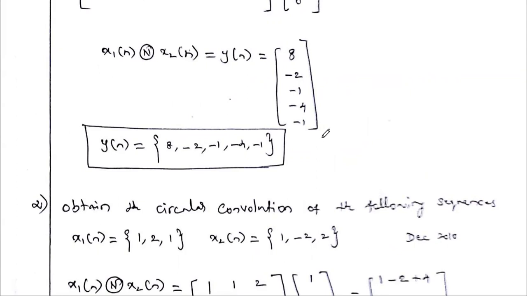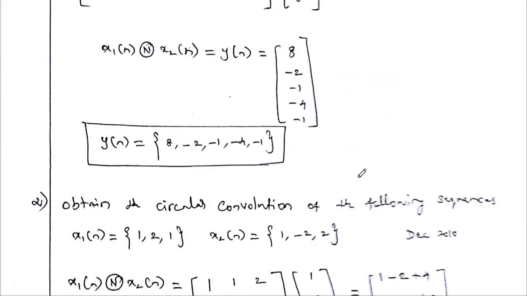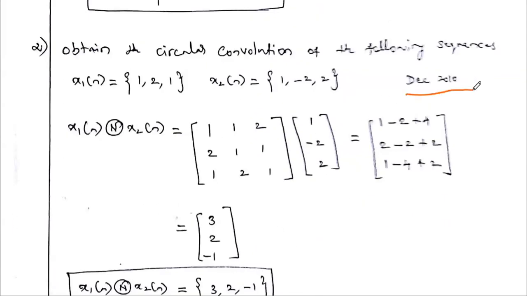It is a big question, but this circular convolution may be asked as a 2 mark question. So you see, this is a 2 mark question, December 2010 question. Obtain the circular convolution of the following sequences. X1 of n is 1, 2, 3. X2 of n is 1 comma minus 2 comma 2. First you check whether the two sequences have the same length. Yes, the first sequence has length 3, the second sequence also has length 3. So no need of 0 padding.